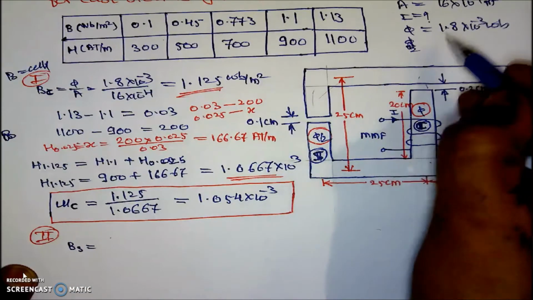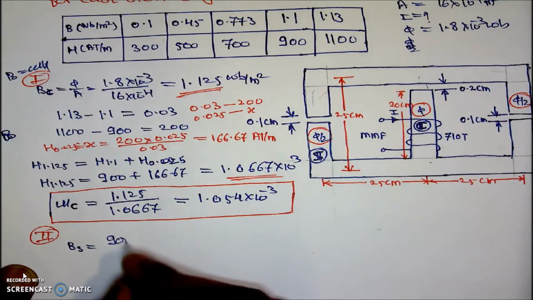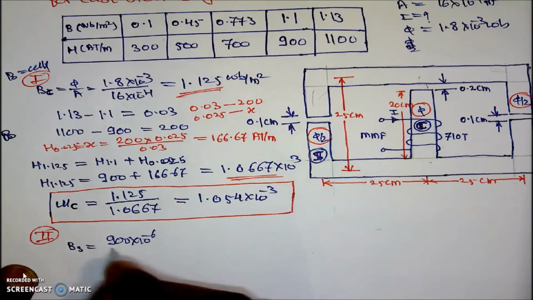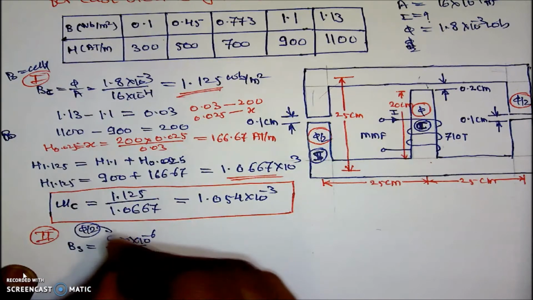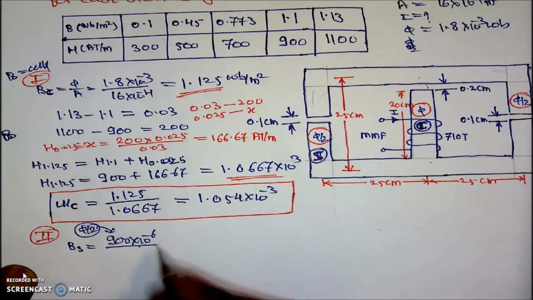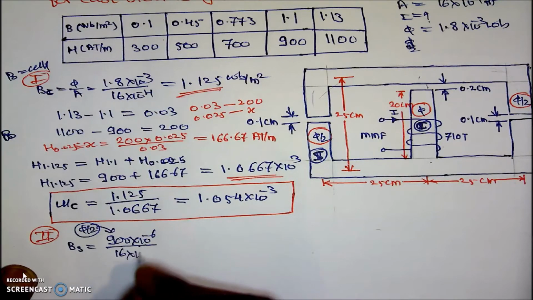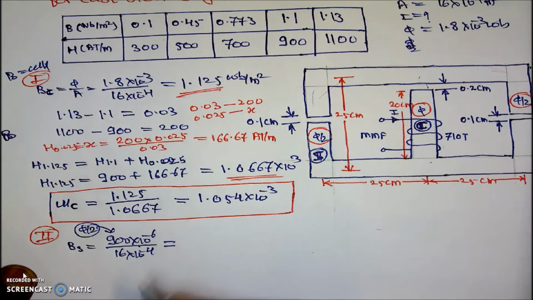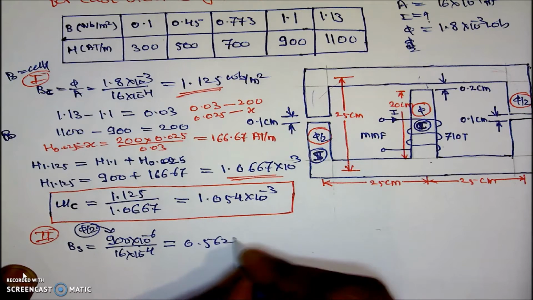That is 900 into 10 raised to the power of minus 6, which is the flux of 5 by 2 actually. This is B, flux divided by A. How much is the area? The area is the same throughout, that is 16 into 10 raised to the power of minus 4. And if we work on this calculation, its value is found to be 0.5625.